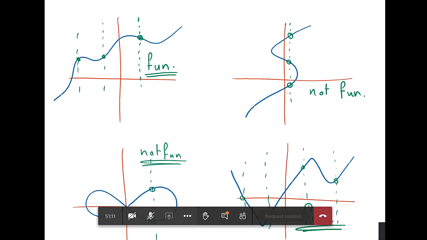مين بيسأل؟ واضحة. هذا قصدك؟ خلاص انتهينا.